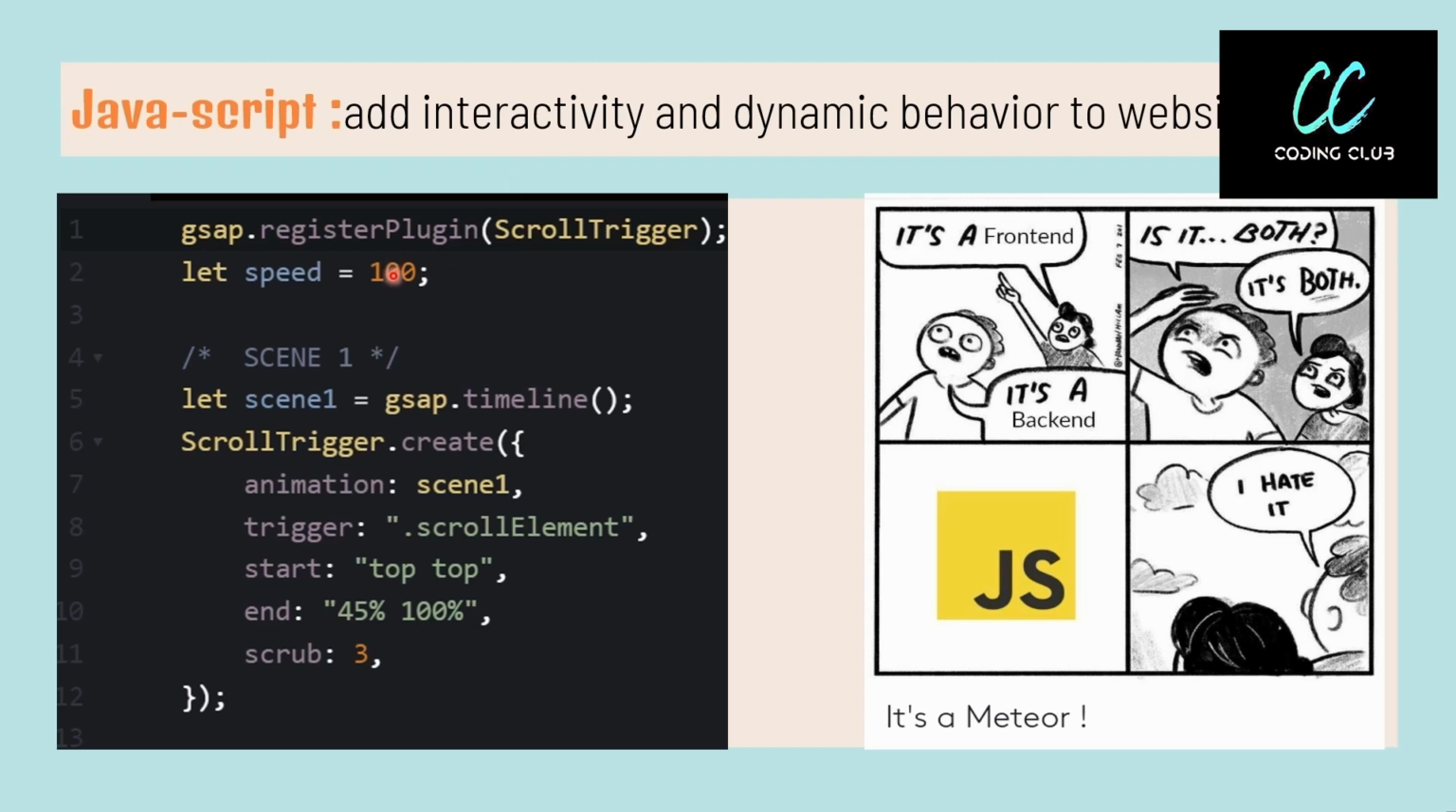So yeah, you can see this is the JavaScript example I have written here. I know you can't understand what GSAP is and what register plugin is, so it's okay. We will go through this part in detail in the front end.